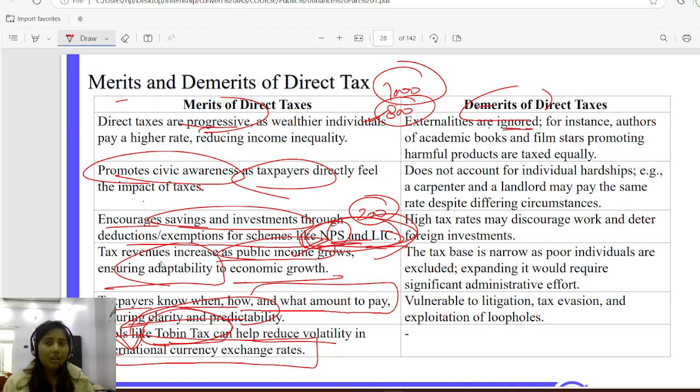Externalities are ignored. For instance, author of an academic book. I am having bad health, so I'm really sorry if my voice breaks down at some point of time. I'm really sorry in the beginning only.